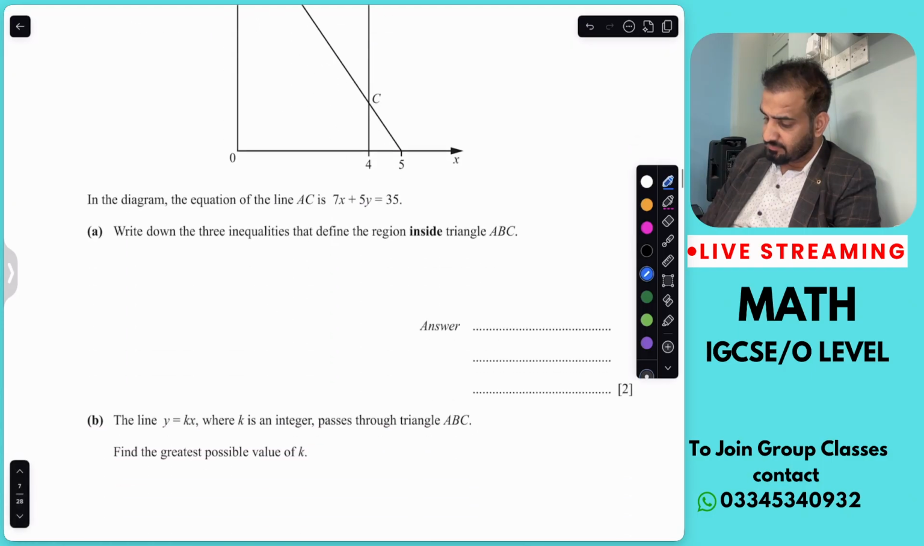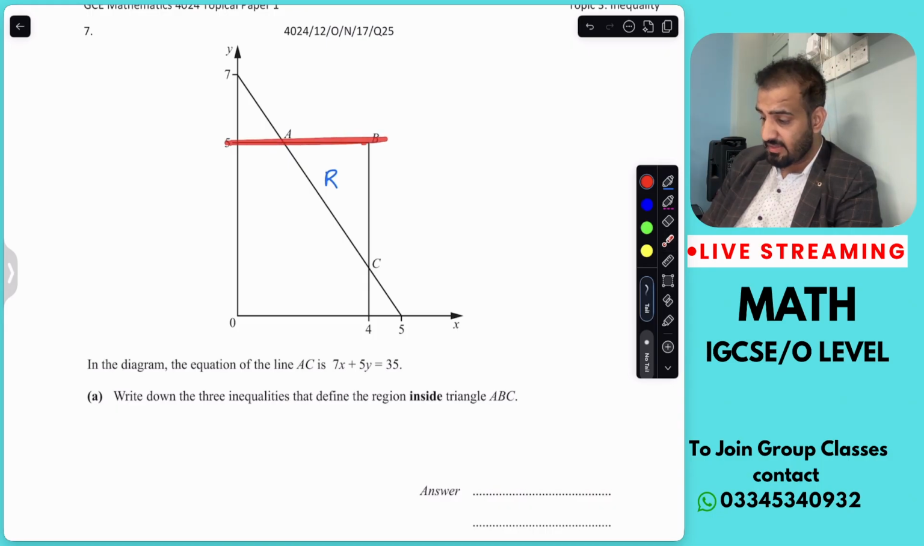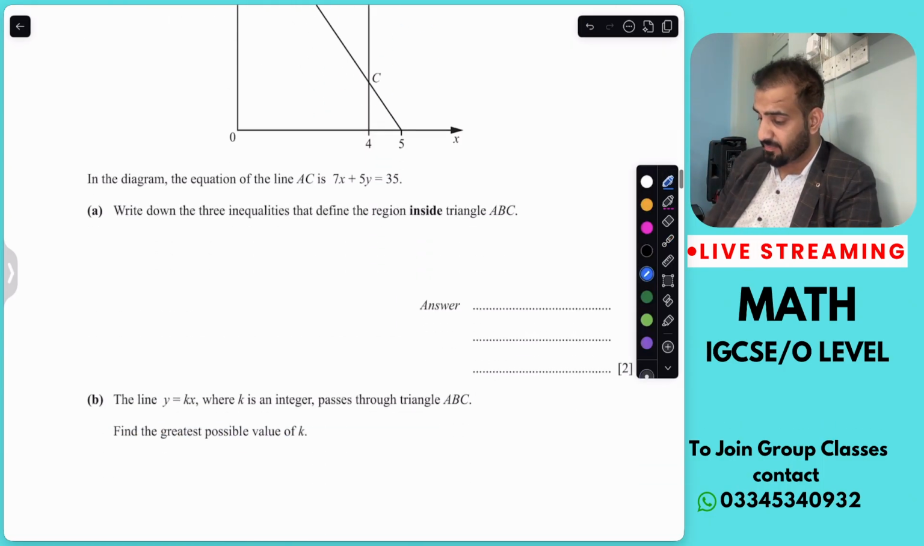In the diagram, the equation of the line AC is 7x plus 5y is equals to 35. Write down the three inequalities that define the region inside the triangle ABC. So this is your region R, right? First of all, tell me what is this line? This line is horizontal line, which is y is equal to 5. So the region R is below the line.